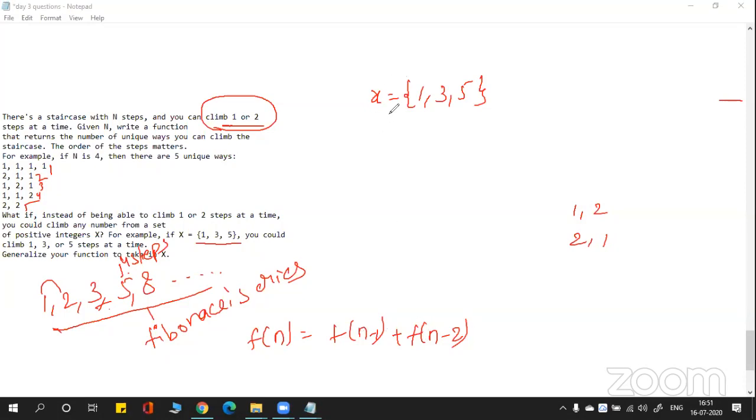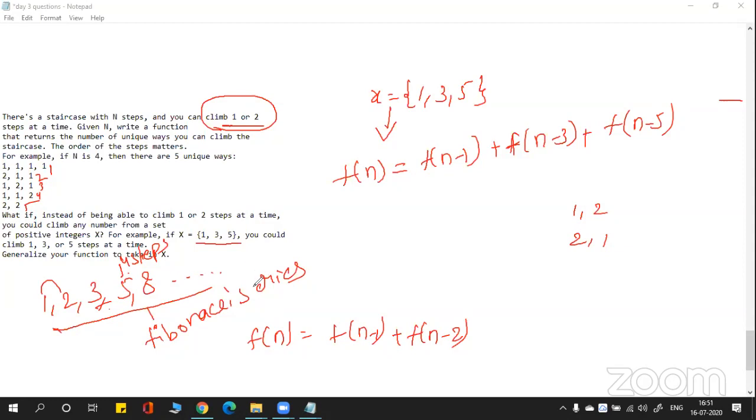If there are 1, 3 and 5, then what should be my condition? For f of n, it should be either one step or three steps or five steps. Yes, f of n is equal to f of n minus 1 plus f of n minus 3 plus f of n minus 5. So either one step or three steps or five steps.